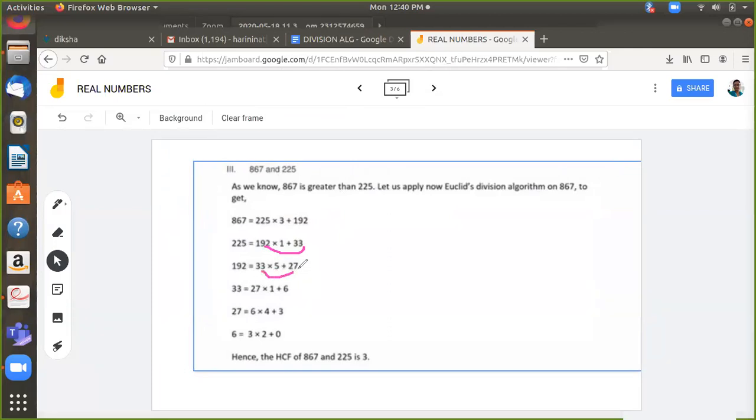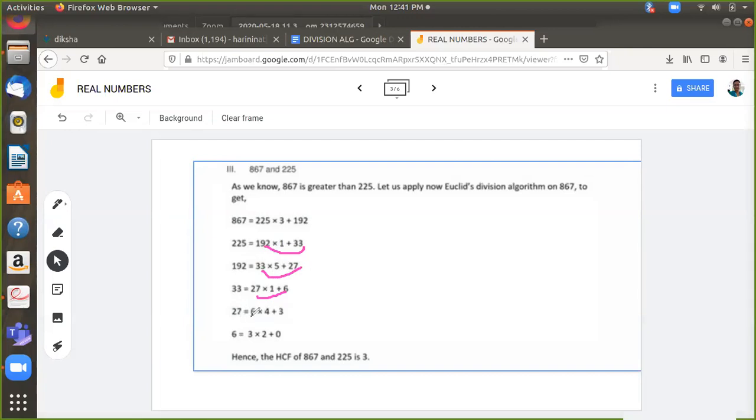Can you see the 33 and the 27? So 33 is divided with 27. There's only one 27 in 33. So when I subtract this 27 into 1, which is 27, from 33, I get 6. Now the next step will be between 27 and 6. So 27 is divided with 6. There are 4 sixes in 27 and the remainder will become 3, because this is 24. When I subtract 24 from 27, I get 3.